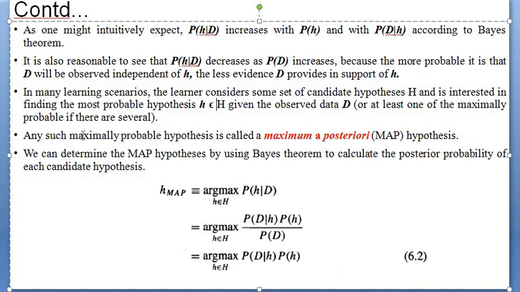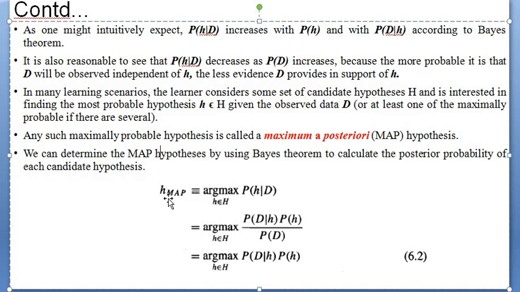Any such maximally probable hypothesis is called a maximum a posteriori. Okay, so that maximally probable hypothesis is called maximum a posteriori, which is also called the MAP hypothesis. Okay, so how can we calculate this MAP hypothesis, maximum a posteriori hypothesis?